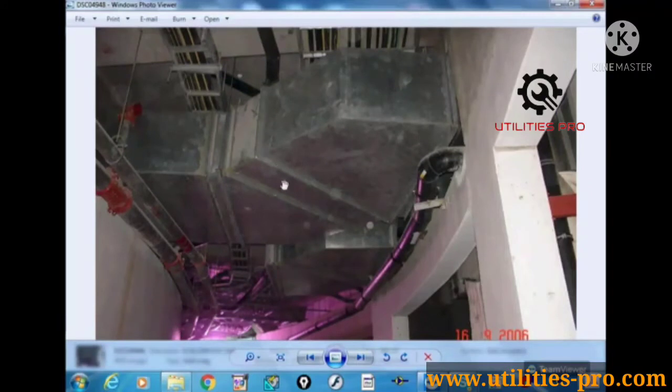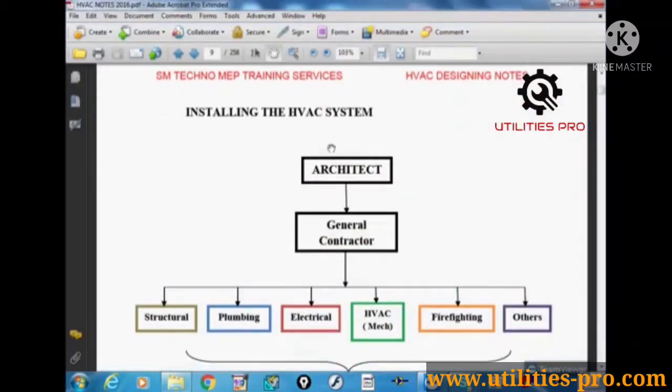So this picture is taken before the false ceiling. Before the false ceiling, this installation is done, and then we'll cover it. And in the false ceiling, you'll find electrical light fixtures, sprinklers, diffusers, smoke detector, heat detector, alarm, etc., as per the requirement. So now we'll talk about installing the HV system.